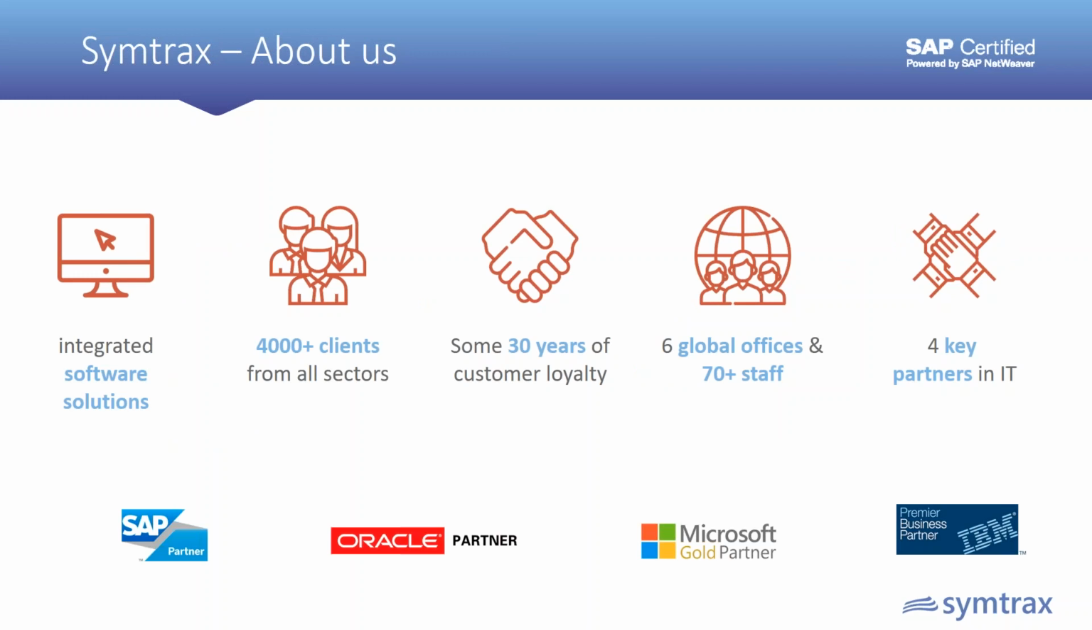So Symtrax, we're a family-run organization. We've been around for 35 years-ish. So clearly from our perspective, we've focused almost entirely on document process automation. We've got just over 4,000 customers in all sorts of different sectors. We've got a global presence with 70 staff, and we cover all the major vendors, including SAP, which I'll focus on today during this session.